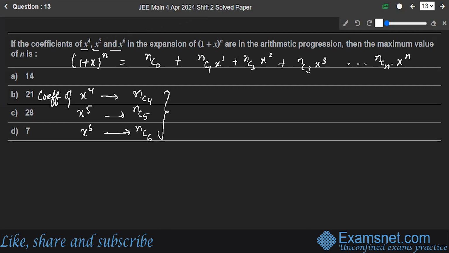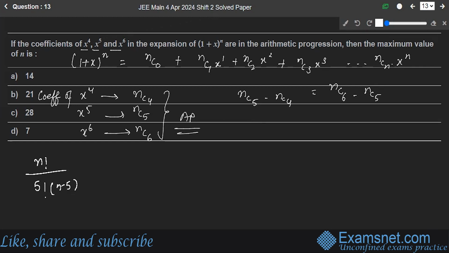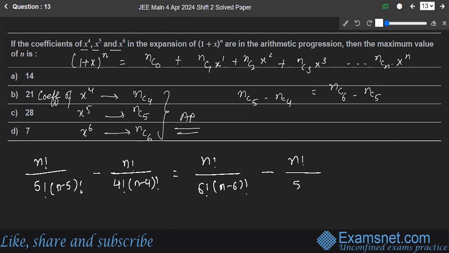Now you're given that they three are in AP. If they are in AP, that means nc5 minus nc4 is equal to nc6 minus nc5. So let's open it up. NC5 can be written as n factorial upon 5 into n minus 5 factorial, n factorial upon 4 factorial, n minus 4 factorial, n factorial upon 6 into n minus 6 factorial, n factorial upon 5 factorial into n minus 5 factorial.